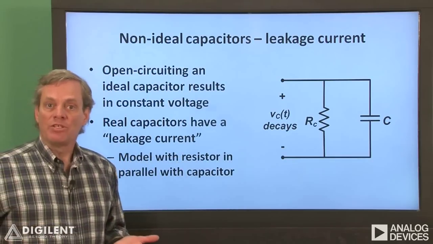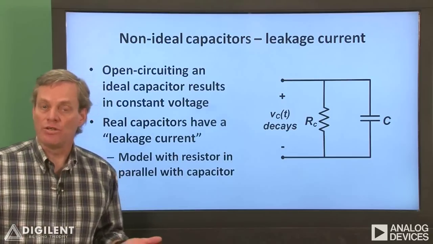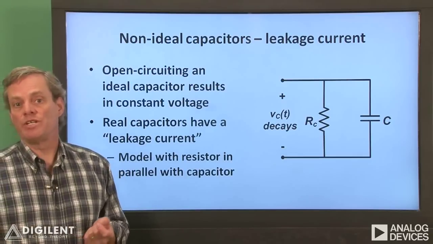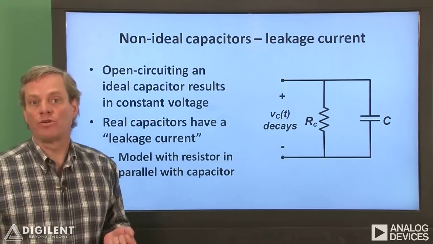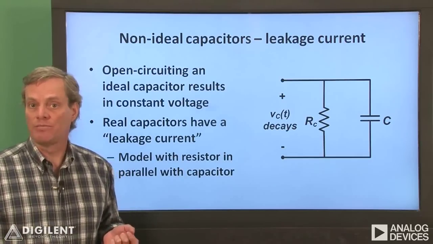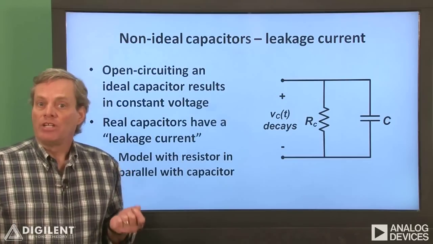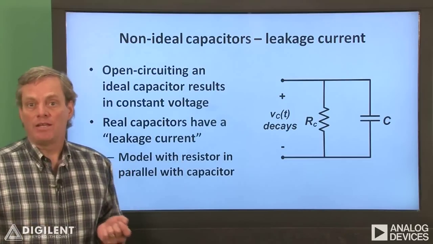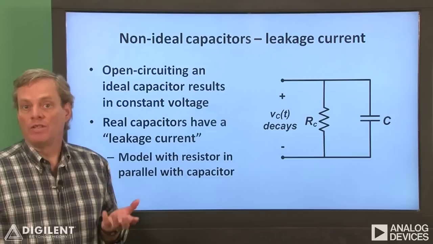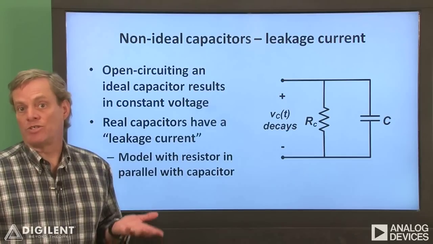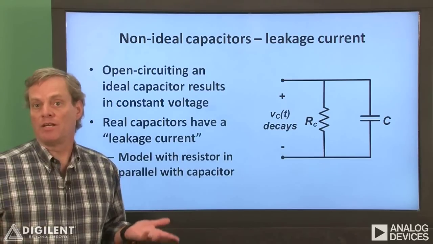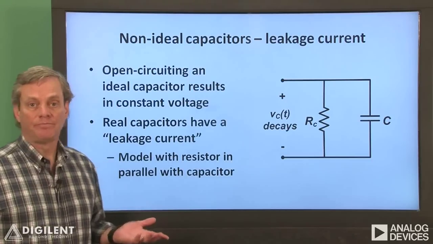Next, we'll do a quick demonstration to show the effects of the leakage current. We'll also use this demonstration to illustrate something we mentioned earlier about electrolytic capacitors. The properties of electrolytic capacitors are different depending on the polarity of the capacitor. The leakage current of electrolytic capacitors is one thing that's strongly dependent upon the polarity of the voltage.